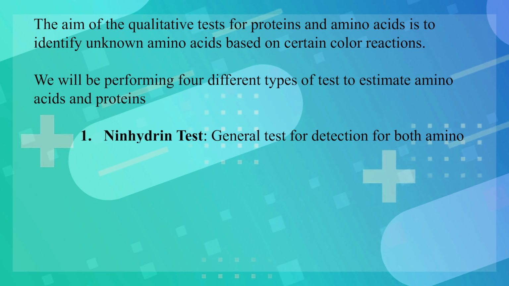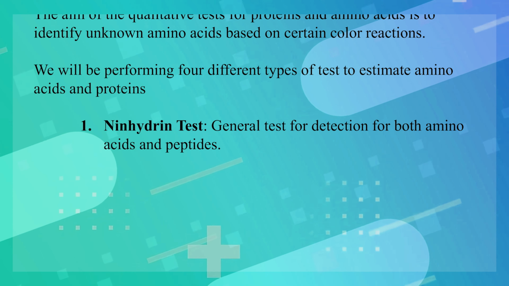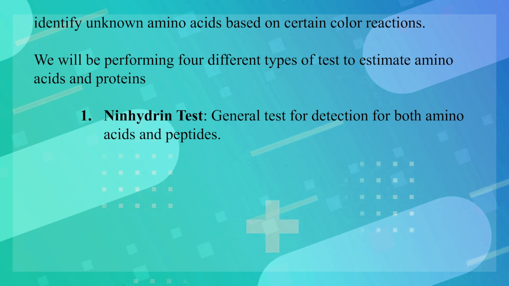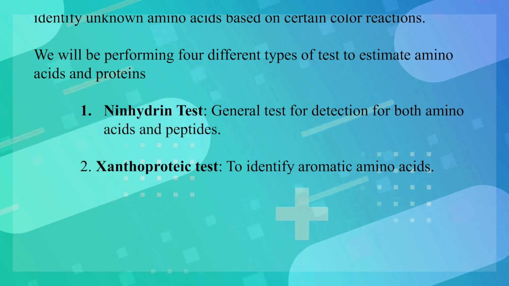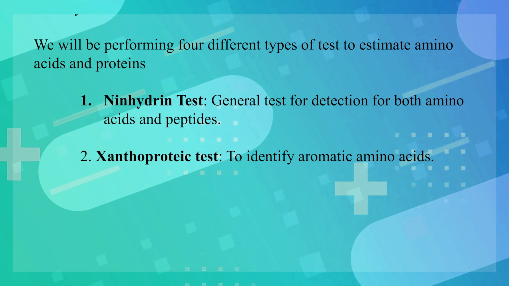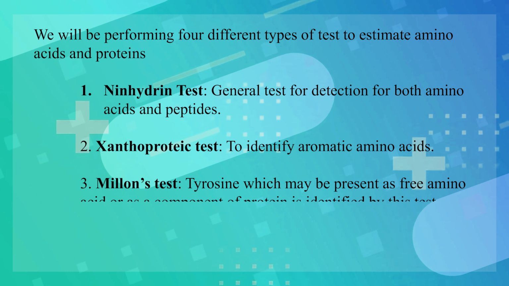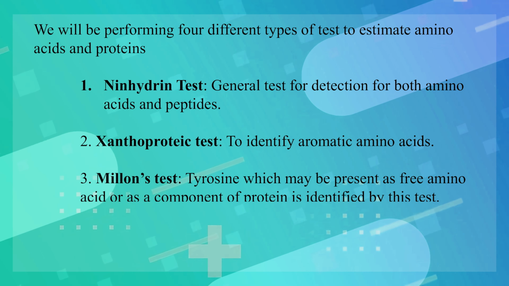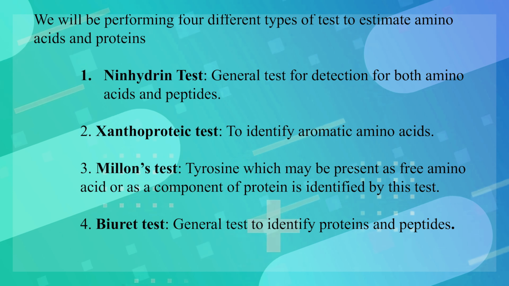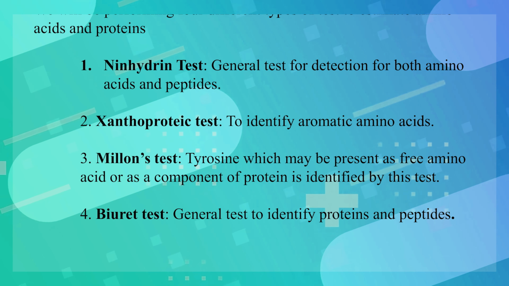First is Ninhydrin test. So this is a general test for detection for both amino acids and peptides. Second, Xanthoproteic test. So this is to identify aromatic amino acids. Third is Millon's test. So this test identifies the presence of tyrosine in it. And fourth is a Biuret test, which is a general test to identify proteins and peptides.